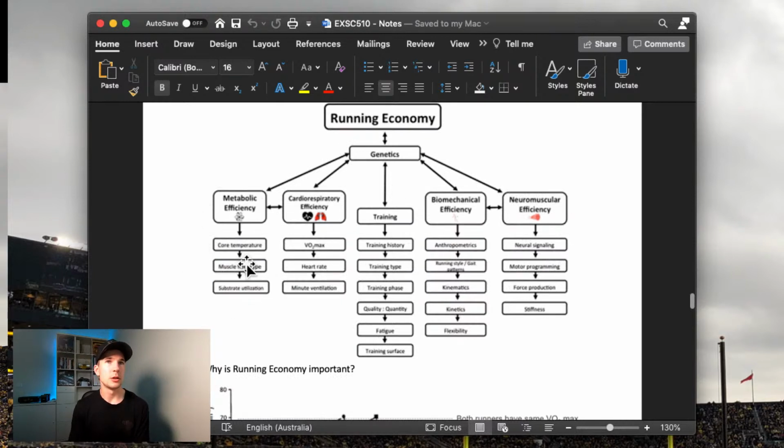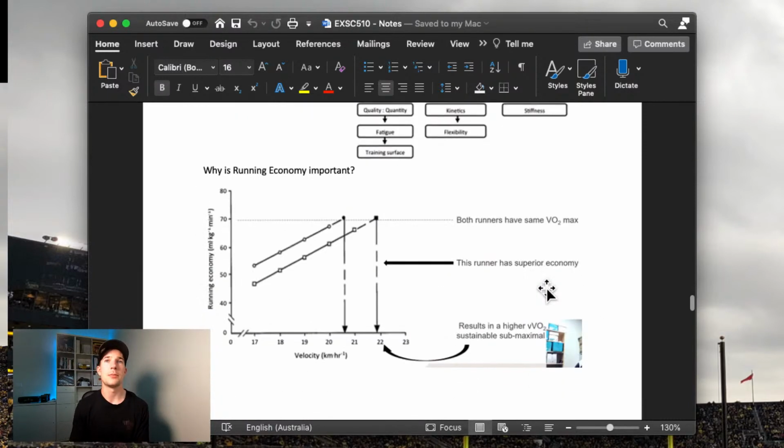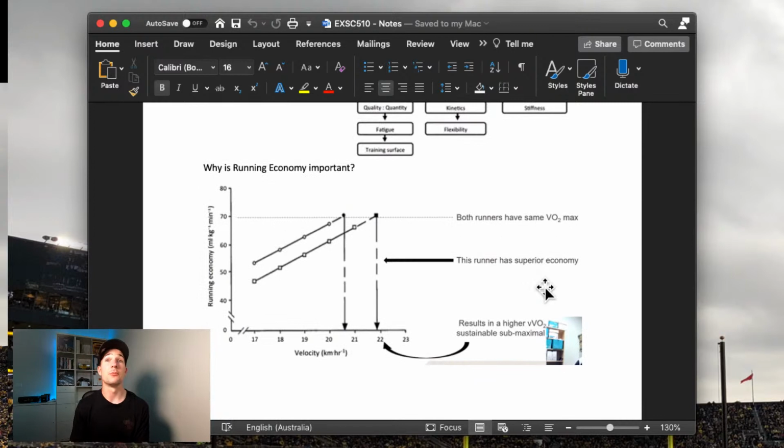Metabolic efficiency is a little bit over on this side, but it's all of these factors combined that give us an improved economy to bring down our oxygen cost for the same output. And having a look at what that does for performance, a good follow-up, just lucky that this was underneath the graph from before: why is running economy important? Both runners have the same VO2 max. This is runner A, this is runner B.